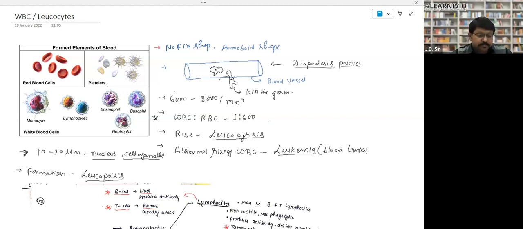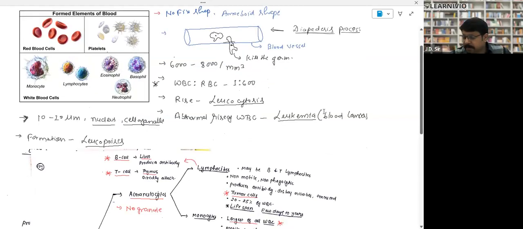The size of WBC is from 10 to 20 micrometer in diameter. Right. Next point.